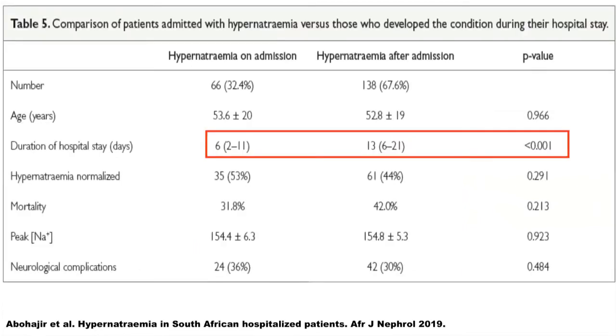This was the difference between the patients that had hypernatremia on admission versus those that developed it during hospitalization. And the only difference was the duration of hospital stay. For some reason, patients that had hypernatremia on admission had a shorter length of hospital stay, and nearly double the amount of time in patients that developed it during hospitalization. Interestingly, there were no differences in the age, the time to normalization, or the mortality rates between the two groups. And in fact, the sodium concentration peaks were also pretty similar.